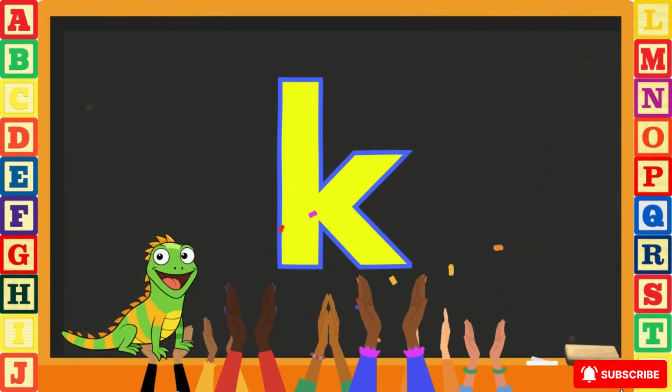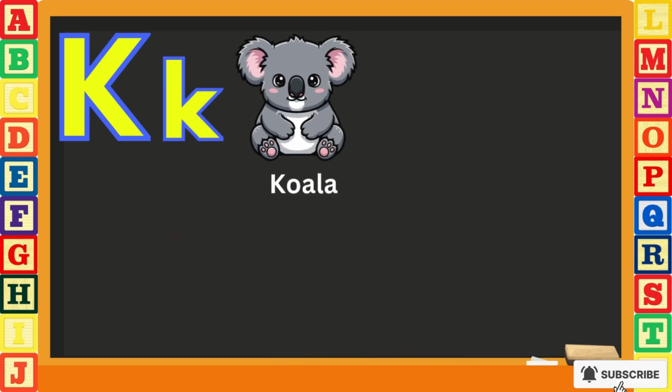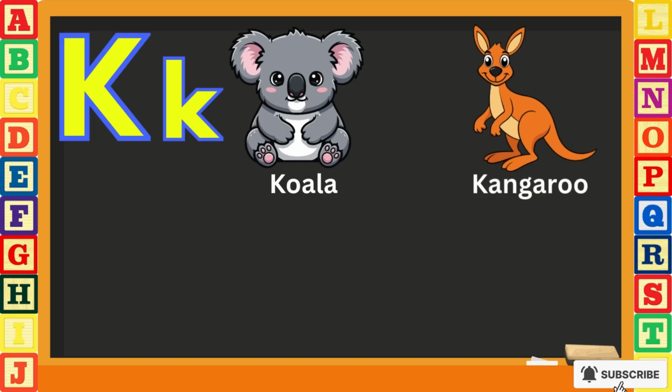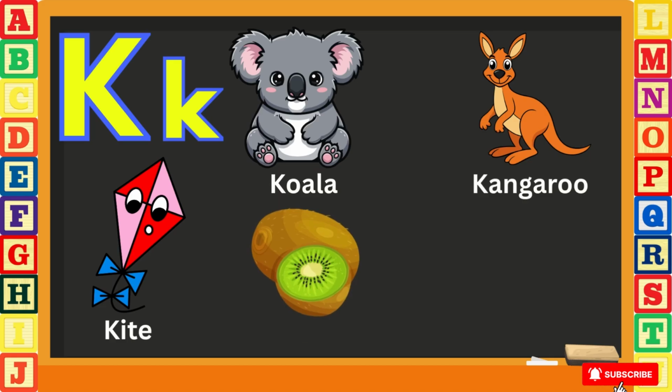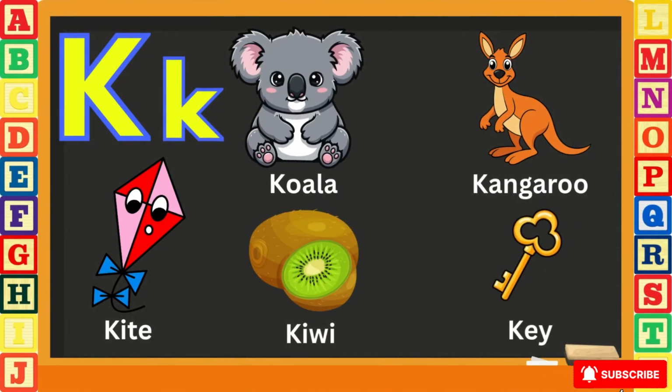Fantastic work, kids! K is for koala. K is for kangaroo. K is for kite. K is for kiwi. K is for key.